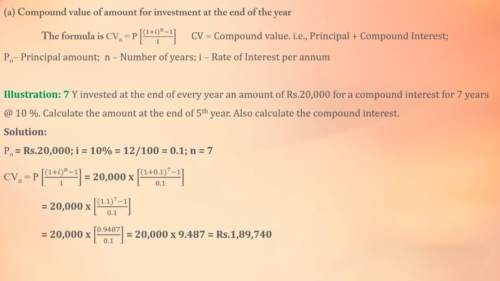Compound value of the amount for investment at the end of the year. The formula is CVN, stated here. CV equals compound value, that is, principal plus compound interest. P0 is the principal amount, N is the number of years, and I is the rate of interest per annum.